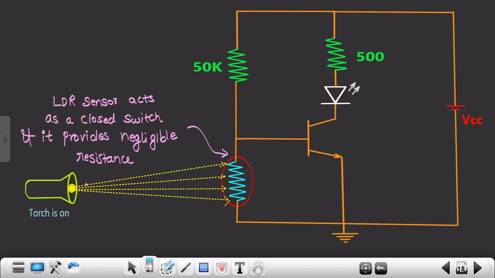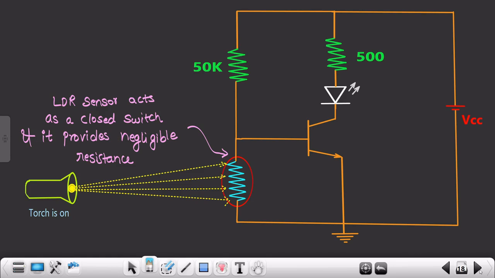Moving further, let's suppose I'm switching on this particular torch. Obviously, whenever the light strikes this particular LDR sensor, it will provide very less resistance, or the resistance of this LDR sensor drops from mega ohms to few ohms, right? So it will act as a closed switch and it provides negligible resistance.